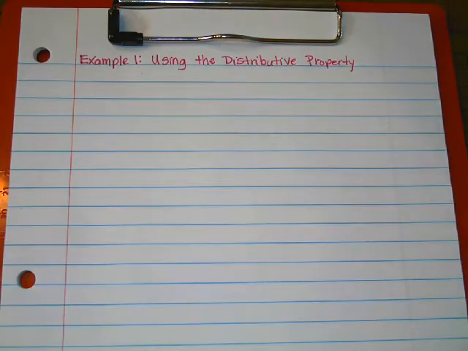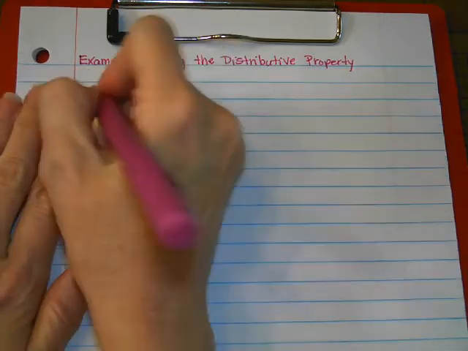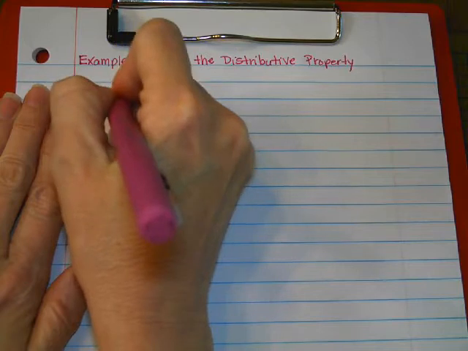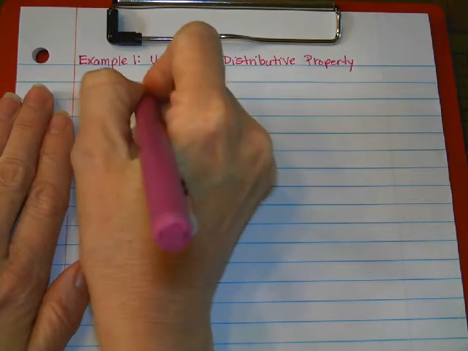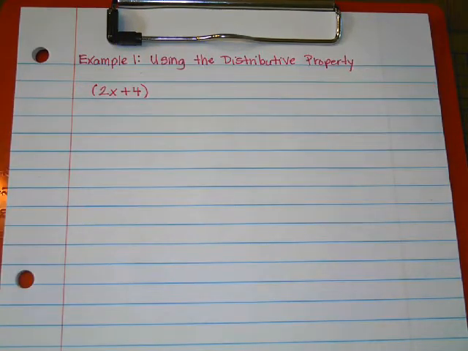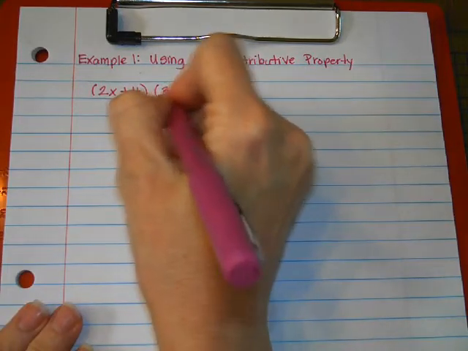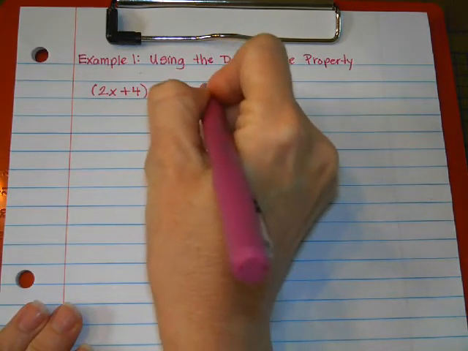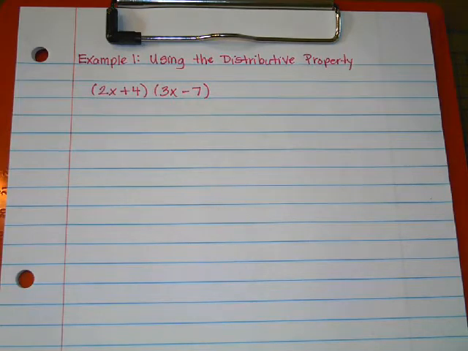Now we've already done something like this before, so this shouldn't be too terribly new to you, but we're going to show it in a way where we have binomials, which means now we're multiplying a 2-term times another 2-term. We're going to start with the example they give us, which is 2x plus 4, and we're going to multiply it by 3x minus 7. So here's the example they provide in your textbook on page 498.